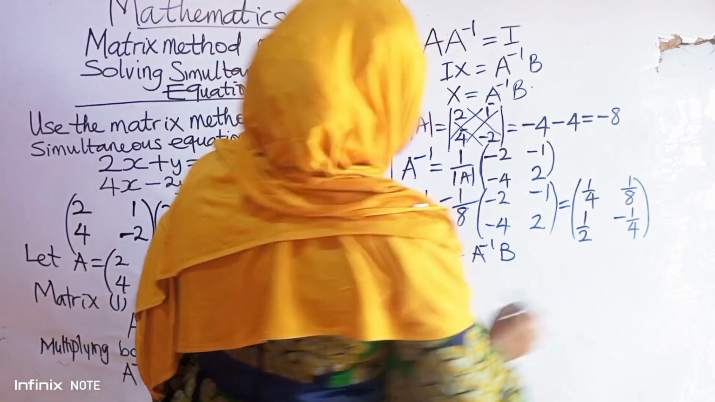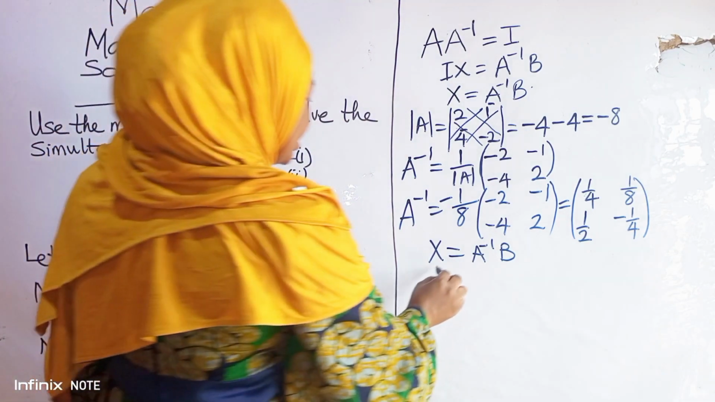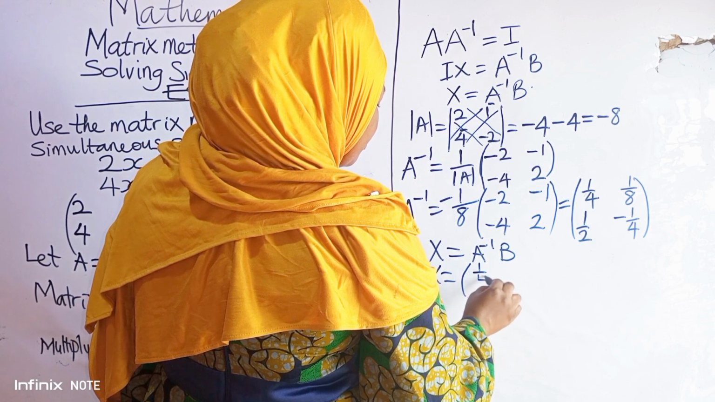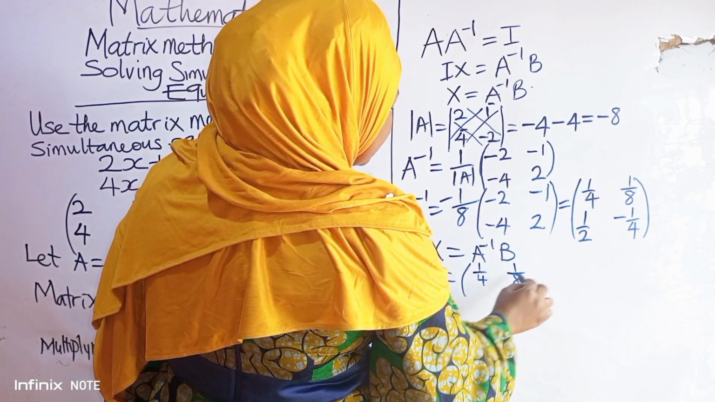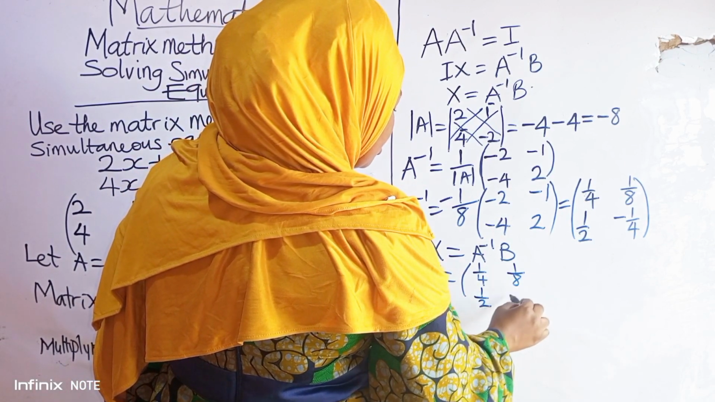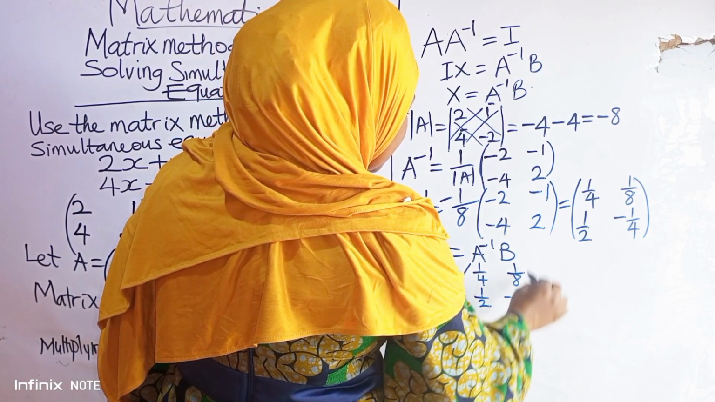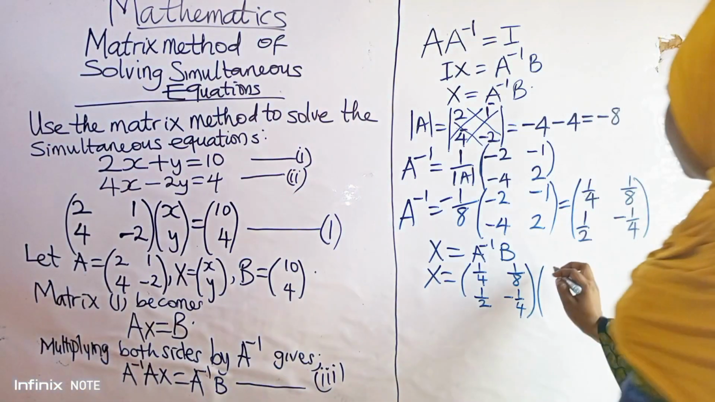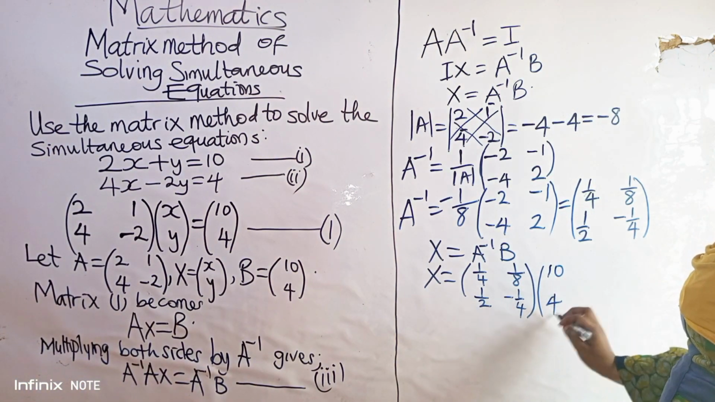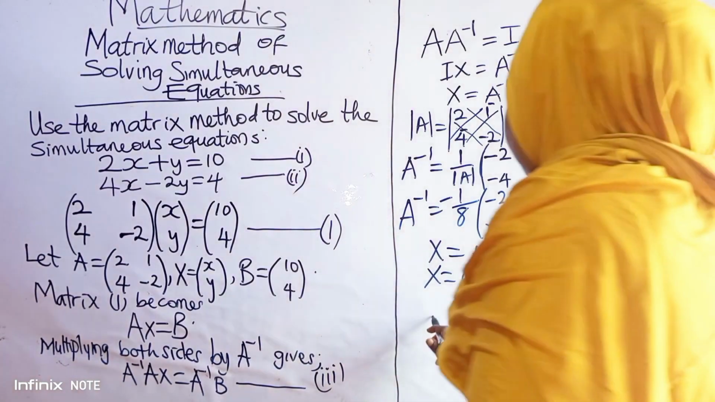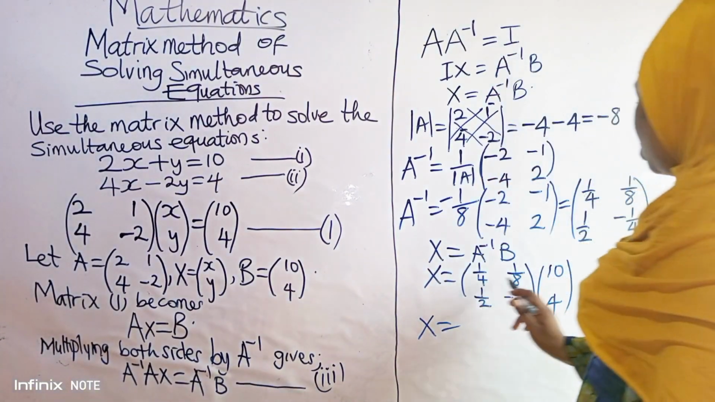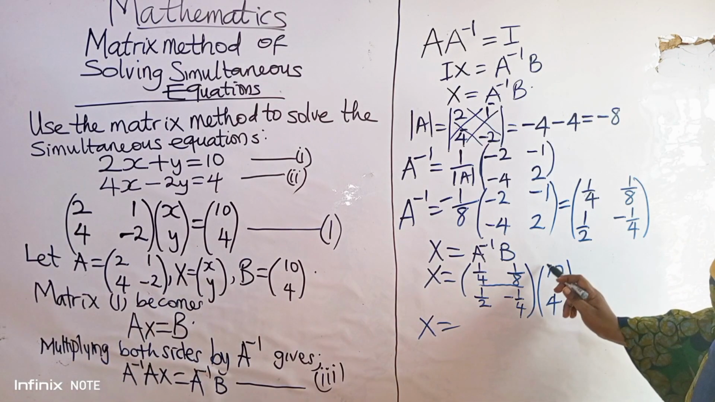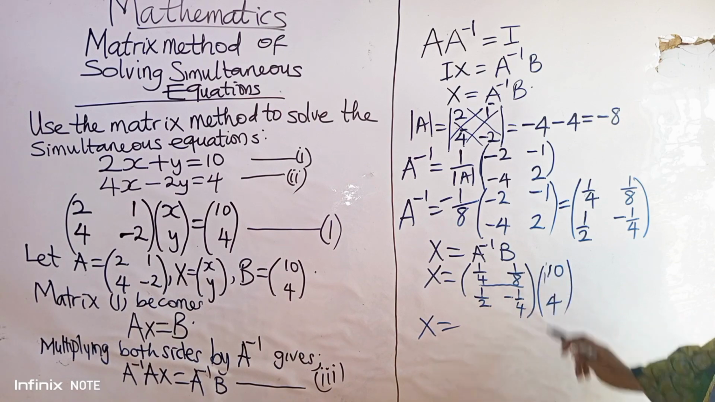X is equal to A inverse multiplied by B. So now my x will be equal to A inverse. A inverse is 1 over 4, 1 over 8, 1 over 2, minus 1 over 4. Then multiply by B. Our B is 10, 4. So let's multiply. Use the first row of the first matrix to multiply the first column of the second matrix.